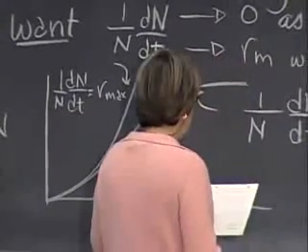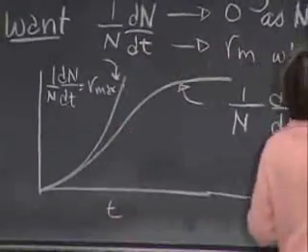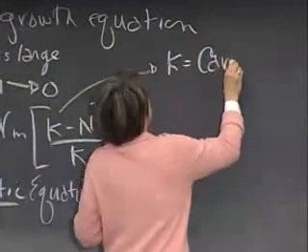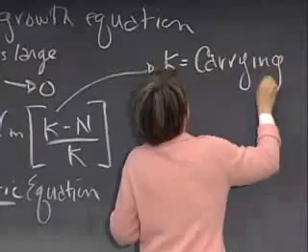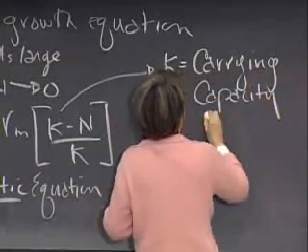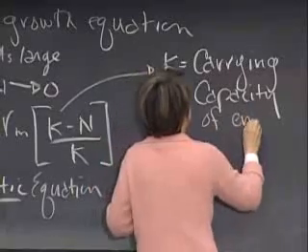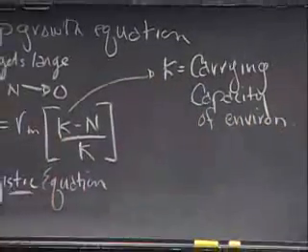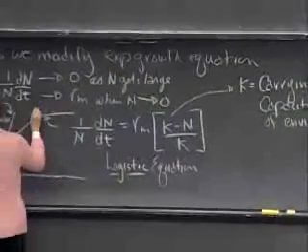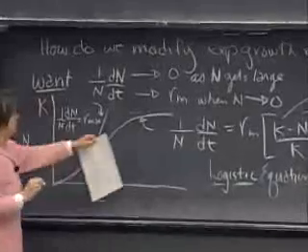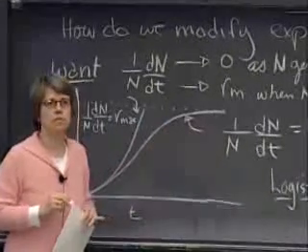And K here is the carrying capacity of the environment. It's the maximum number of organisms where the population levels off. Okay?